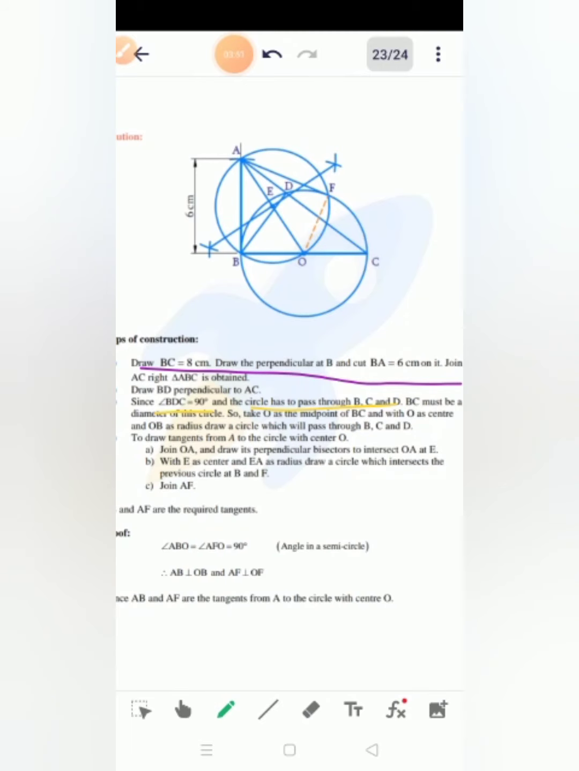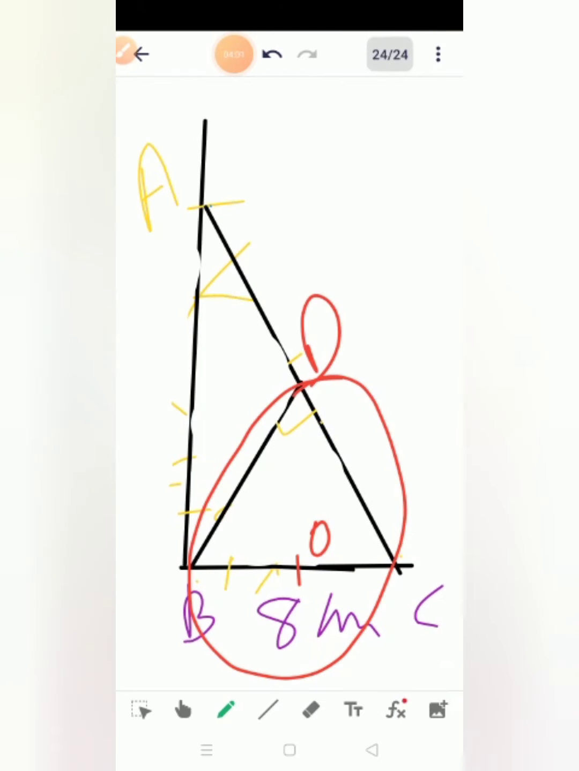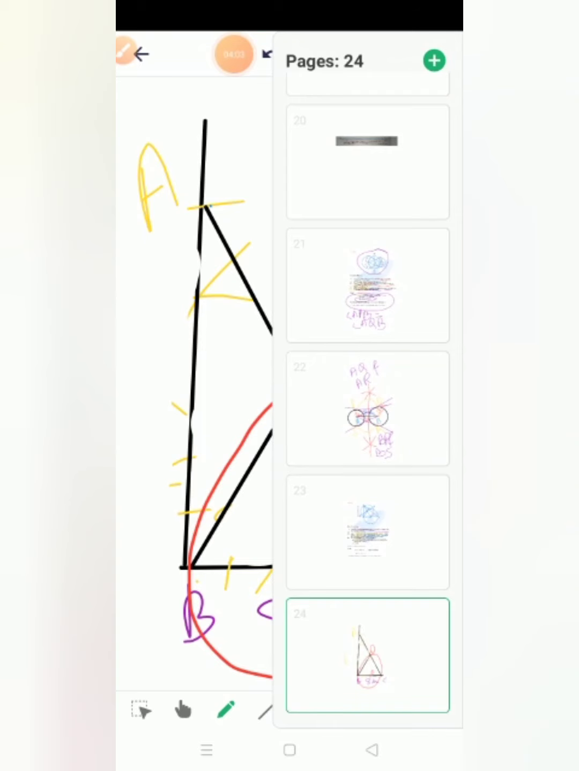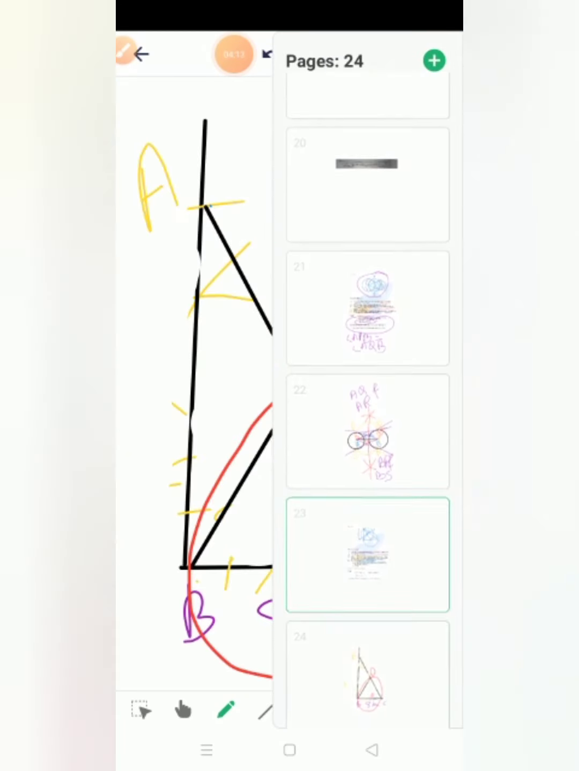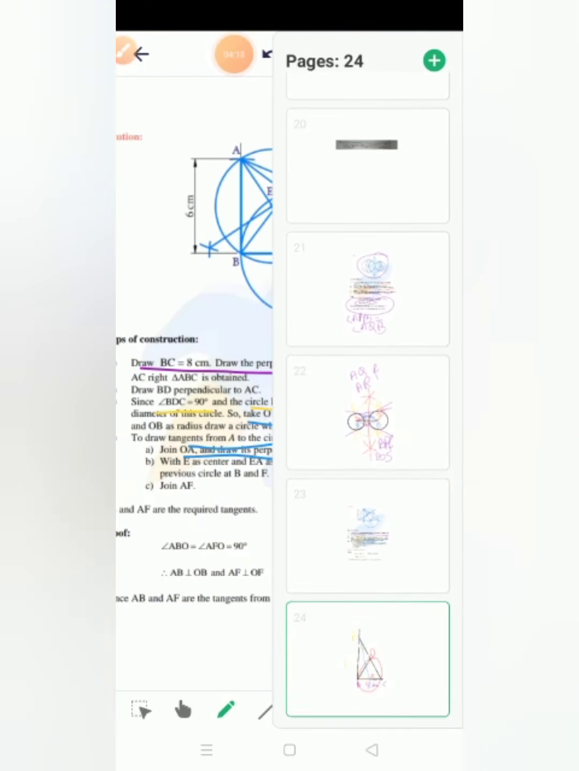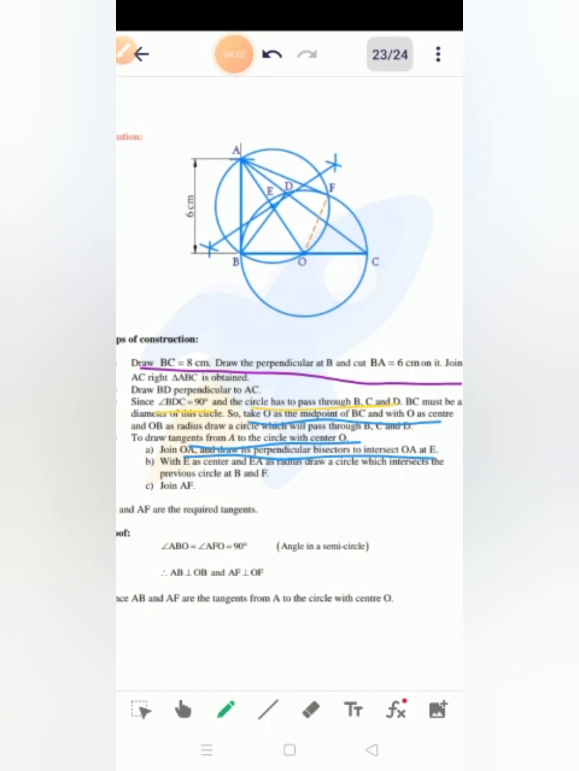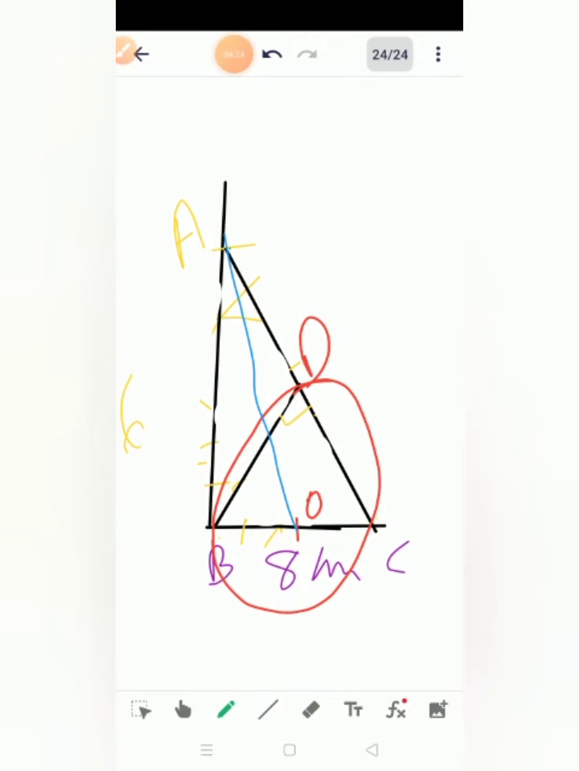After drawing the circle, you are asked to draw tangents from A to the circle with center O. Now we need to draw a tangent from this A to the circle at center O. To do that, join OA and draw its perpendicular bisector to intersect OA at E. You are asked to join O and A here. Now you draw its perpendicular bisector like this.